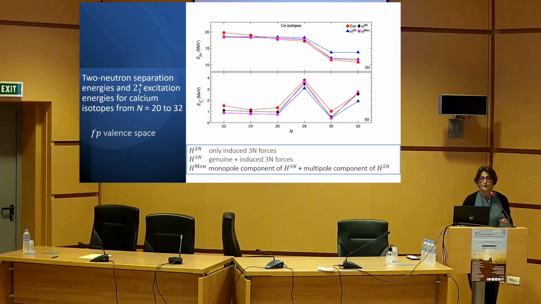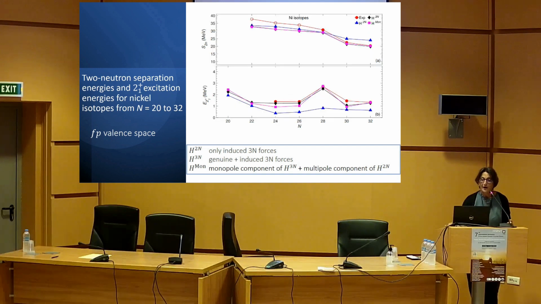I have also reported in pink this force that is obtained by removing from the NN force the monopole component and adding the monopole component we obtain with the three-body forces. And as you may see, the black and the pink line almost overlap. This means that the hypothesis that three-body forces essentially affect the monopole component is confirmed by our calculation. This is also true in particular for calcium.